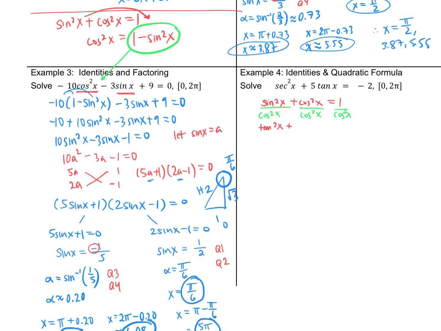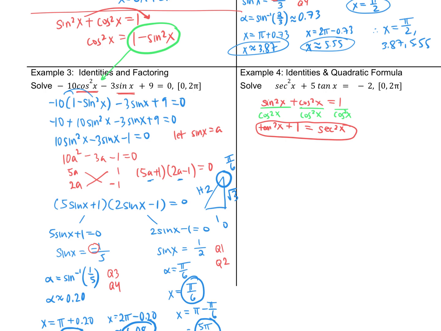Cos squared x over cos squared x is 1. And then 1 over cos squared x is the secant squared x. And here is another identity. Now, of course, if you have it memorized, you don't have to worry about this. I just wanted to show you a nice little way to get other identities if you forget them.